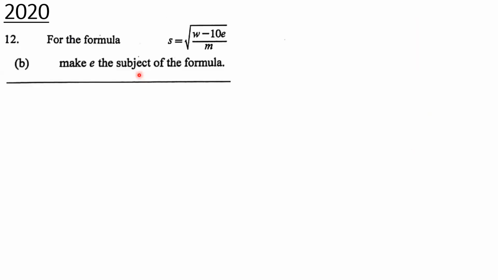All right, let's move on to the next question. This is 12b. For the formula S equals the square root of W minus 10E all over M, make E the subject of the formula. So here we're going to do transposition. So this is a transposition question. We are going to rearrange the formula to make E the subject of the formula, which means that, do you see where S is? That's where we want E. We want E to be on the left-hand side and everything else on the right-hand side.